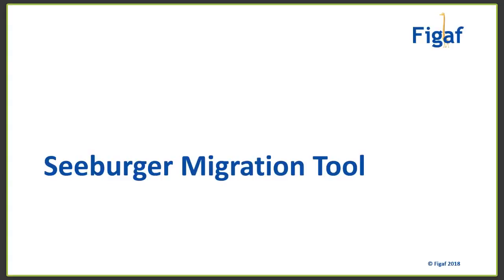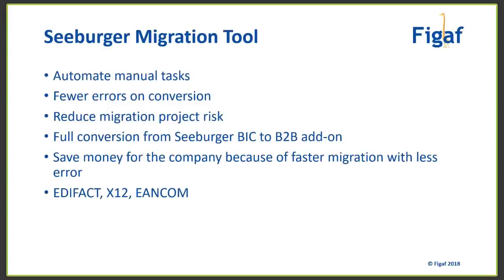Then, as I talked about, there was an automated tool that you could use to do the conversion between the different formats that you have. This is the FIGAF Seeburger Migration tool, and this is an automated tool. It's a tool you install on your local PC, and then you connect it to your PI system. Then it's able to convert the Seeburger data structure to the B2B code, and you can upload this. So this will obviously save some time because you don't have to go through and do the manual mapping of all of these steps. You can do it with just the click of a few buttons.